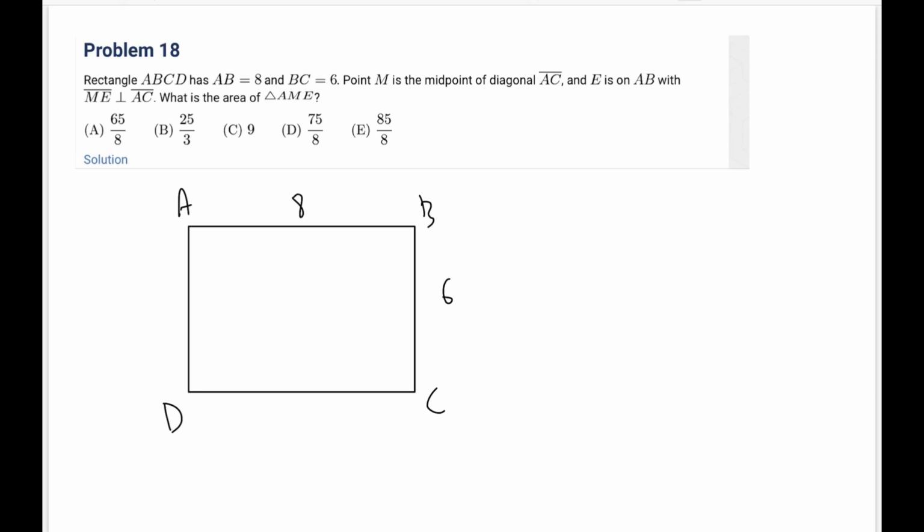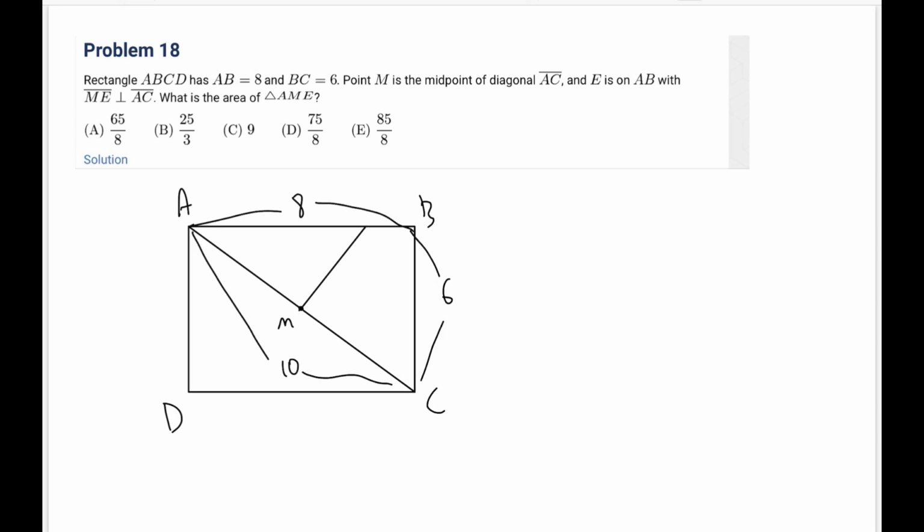M is the midpoint of diagonal AC, so let's have a diagonal AC, and then M is the midpoint of that. This would be M. E is on AB, with ME perpendicular to AC. Okay, so E would be like this, right? And then this would be perpendicular. So by Pythagoras first, since this is 8 and this is 6, this whole thing will be 10. And since M is the midpoint, this will be 5.